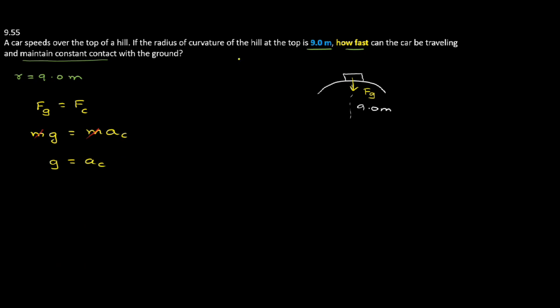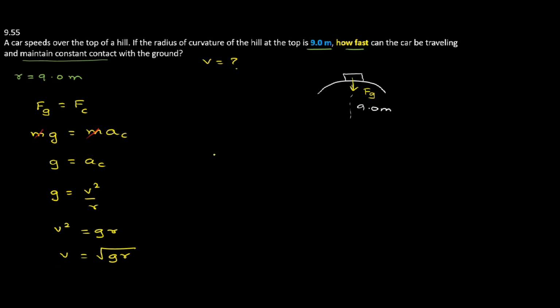Since we want to find how fast the car can be traveling, that is, we need to find the speed v, I will write my expression for centripetal acceleration in terms of speed v, which is v squared over r. Now I can rearrange the terms to write in terms of v. v squared will be equal to g times r. And when you take the square root on both sides, you get v equal to square root of g r. So this is the speed with which the car can travel and maintain constant contact with the ground.